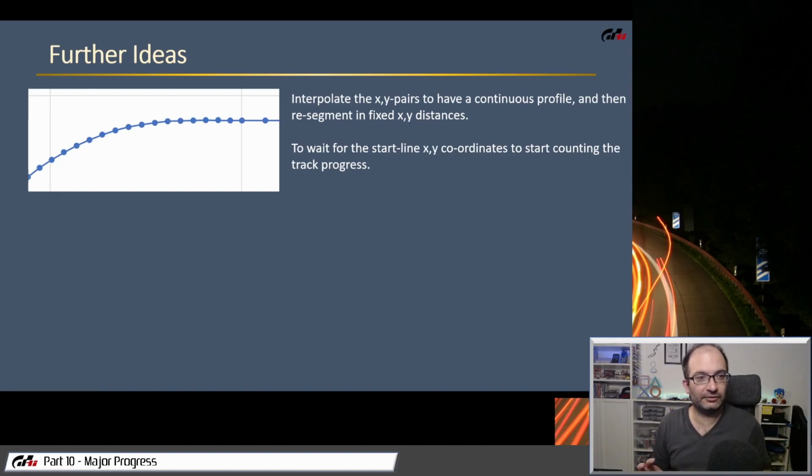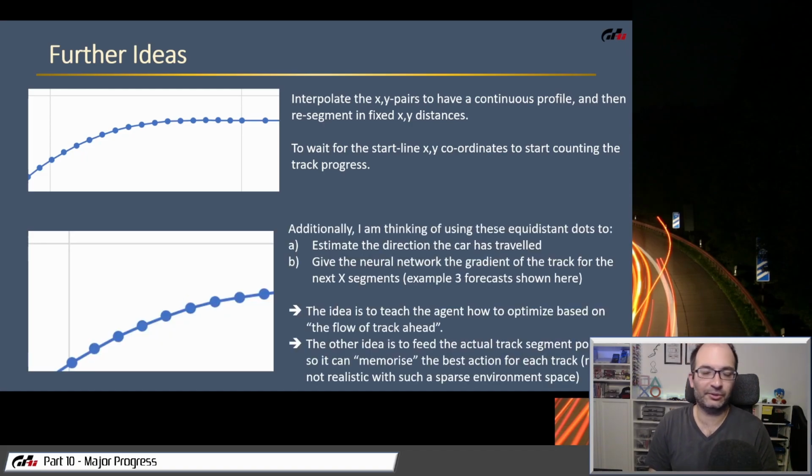So another idea, which I now know is similar to what Trackmania did, the guys from Trackmania Reinforcement Learning, is they interpolate, or establish the equation to join two dots, and then re-establish dots at fixed intervals. So I think this is cool. I might work on implementing this, but in particular, why I want to do this is for something cooler.